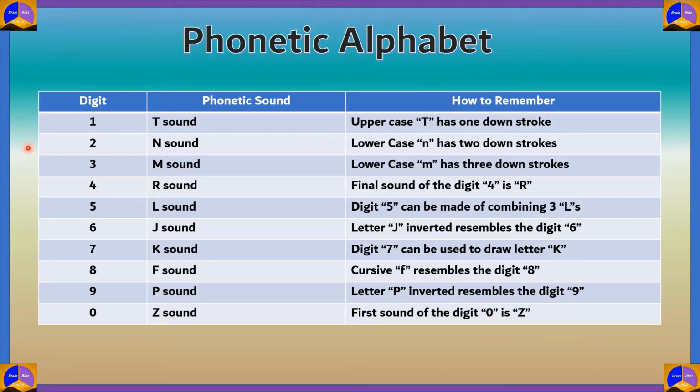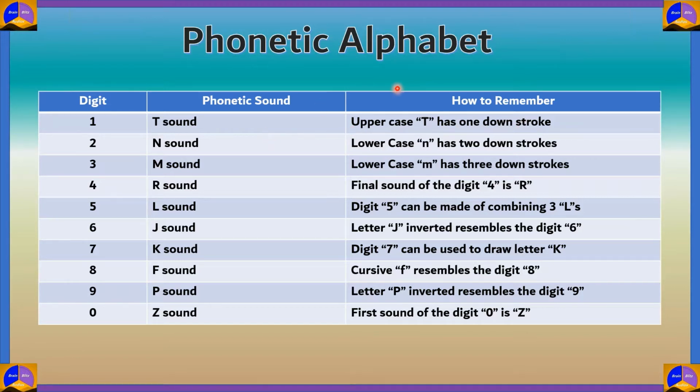For the number 1, we usually use the t sound to represent it. So anytime you hear a t sound in the peg word, you will know that the digit represented by that sound is the number 1. And you can remember it by noting that the uppercase T, capital T, has 1 downstroke. And that is how you remember it.